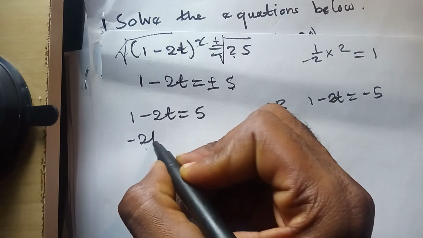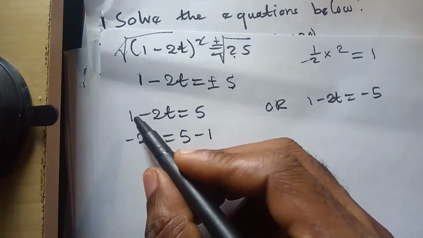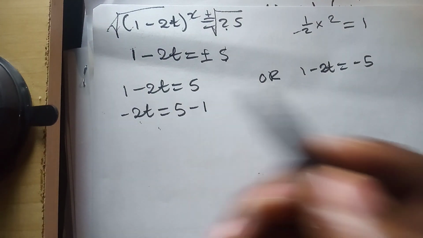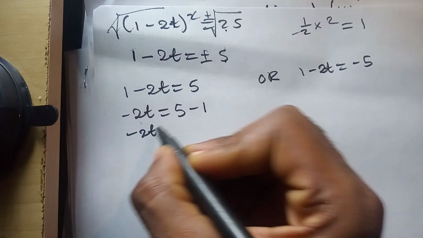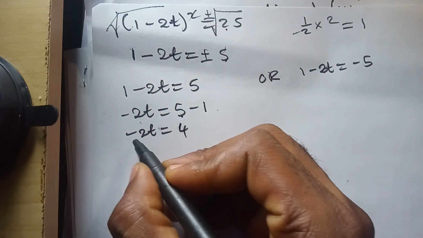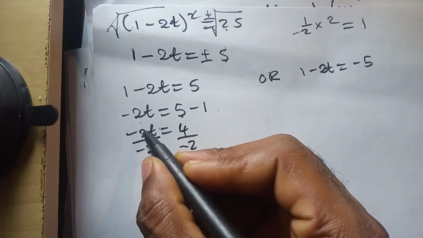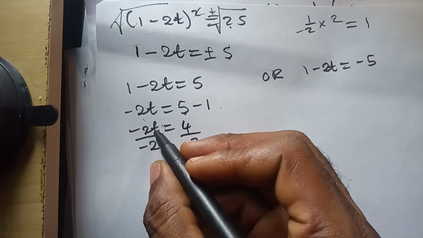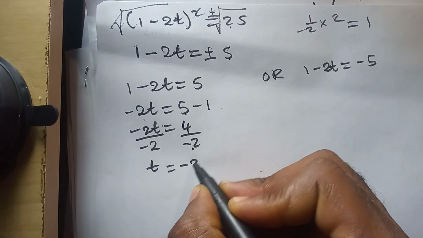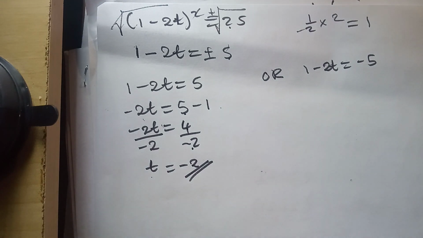I know we are trying to minimize the negative signs, but it's still okay either way. So you take the 1 to the other side, you have a negative. Ensure to subtract the 1 from both sides. So you have negative 2t is equal to 5 minus 1, you have a 4. Then divide both sides by negative 2 to get rid of the coefficient of t so that you remain with t. So negative 2 into 4 is negative 2. So that means t is equal to negative 2.